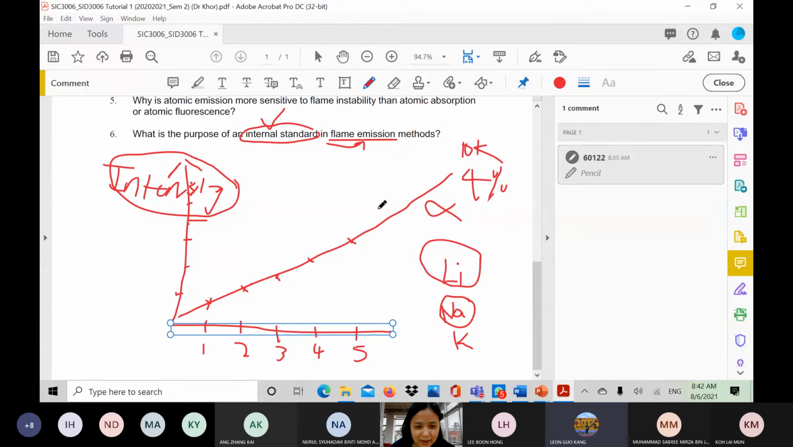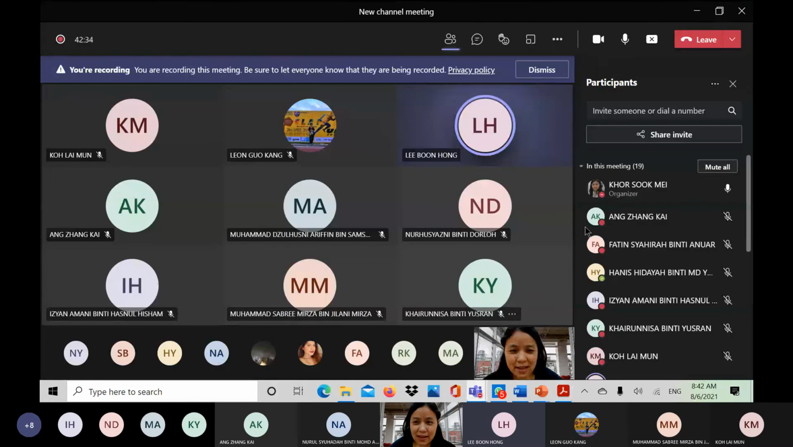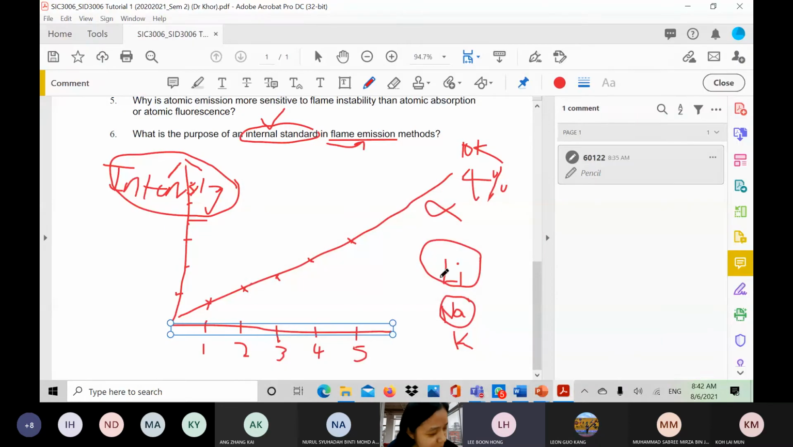Using ratio. You answered correctly. Be confident. Lee, good student. Ratio of what? Ratio of what? Ratio of the intensity of the analyte. Yes, analyte and also the internal standard.